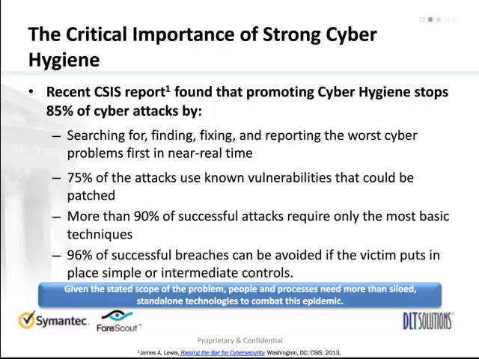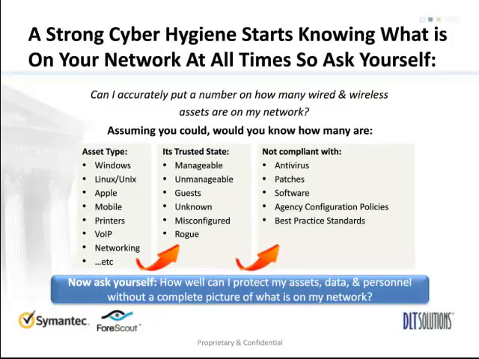So, strong cyber hygiene, as we've stated, starts with knowing what is on your network at all times. I want you all to ask yourselves privately, can I accurately put a number on how many wired and wireless assets are on my network? Assuming that you could answer that question, would you know how many of each particular asset type, such as Windows boxes, Linux or Unix, Apple, mobile systems, printers, IP phones, networking devices, security appliances, and so on?